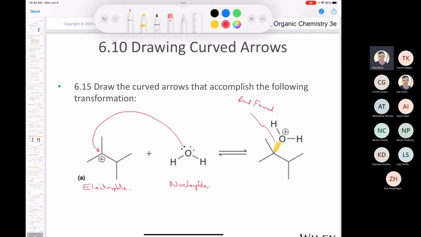Remember, if it was easy, anybody off the street could do it, and I guarantee you could go walk up to somebody at Target and show them this. Hey, could you draw me a curved arrow? What? Security?